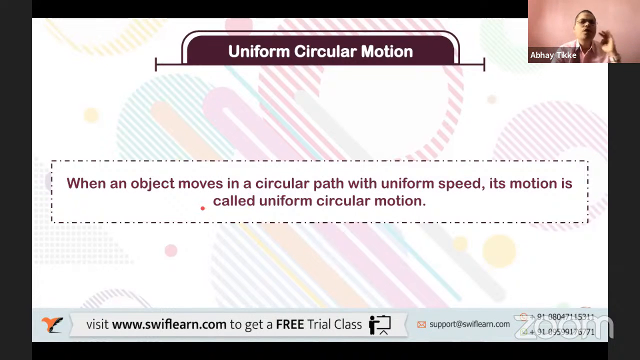What is a very important condition? When the object moves in a circular path with uniform speed. What is the meaning of this uniform speed? Uniform speed means the speed is not changing. Speed is constant. Are you getting this? Or even if it is changing, it is changing at a constant rate, in an equal interval of time. Right? So the change should be constant.